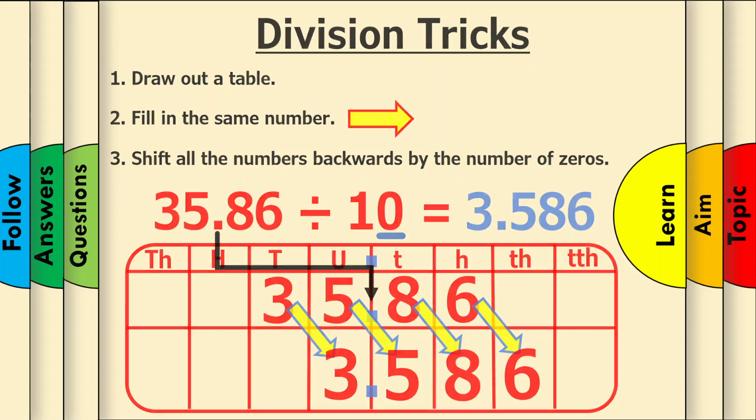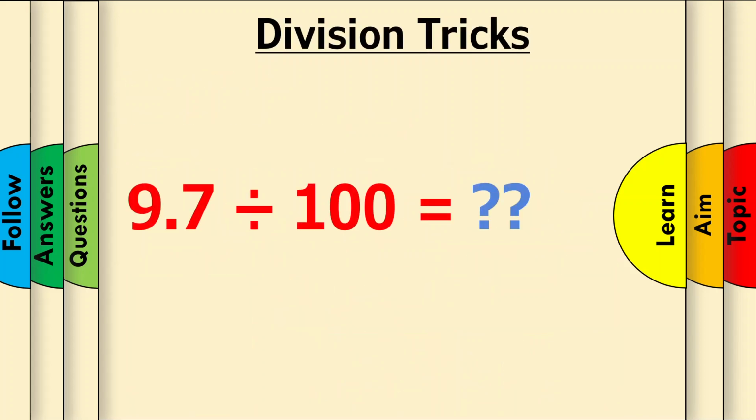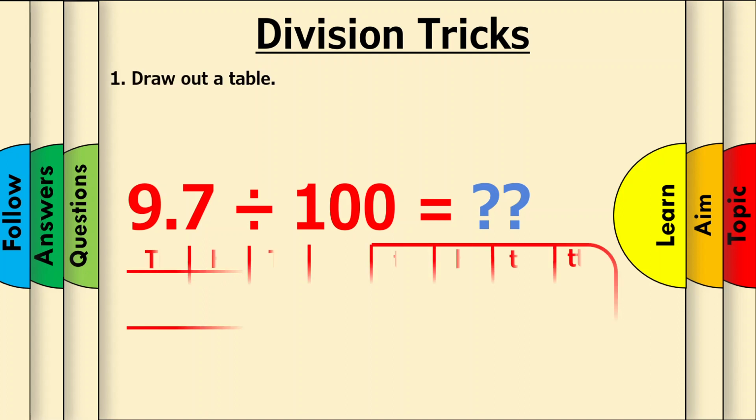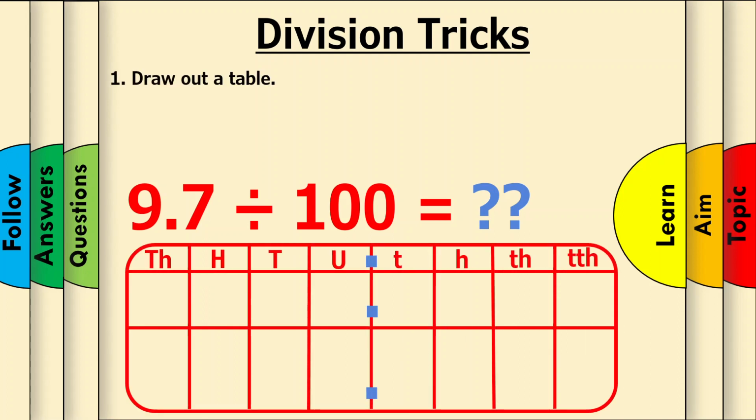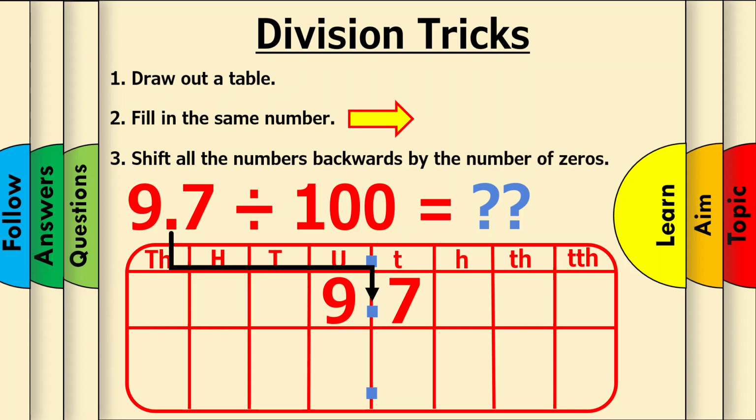Here's a third example. 9.7 divided by 100 equals what? First, draw out the same table. Now, all we need to do is fill in the same number from left to right, 9.7. Now, shift all the numbers in the grid backwards by the number of zeros in the other number. In this case, 100 has 2 zeros, so we shift all the numbers in the grid 2 columns backwards, like so. 9 moves 2 columns backwards, and so does 7.